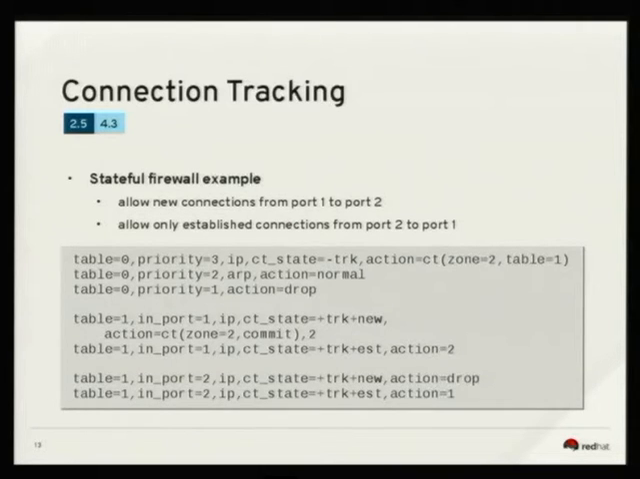So if we got the packet from the other direction, from port 2 to port 1, again, table 0, we match this rule again, go to table 1, but now in port is 2, we go the other way. And here, if the state is new, we drop the packet. If it's established, we send it out to port 1. So that's a simple stateful firewall. It doesn't deal with things like ICMP and stuff like that. I said it's not really complete, but yeah.